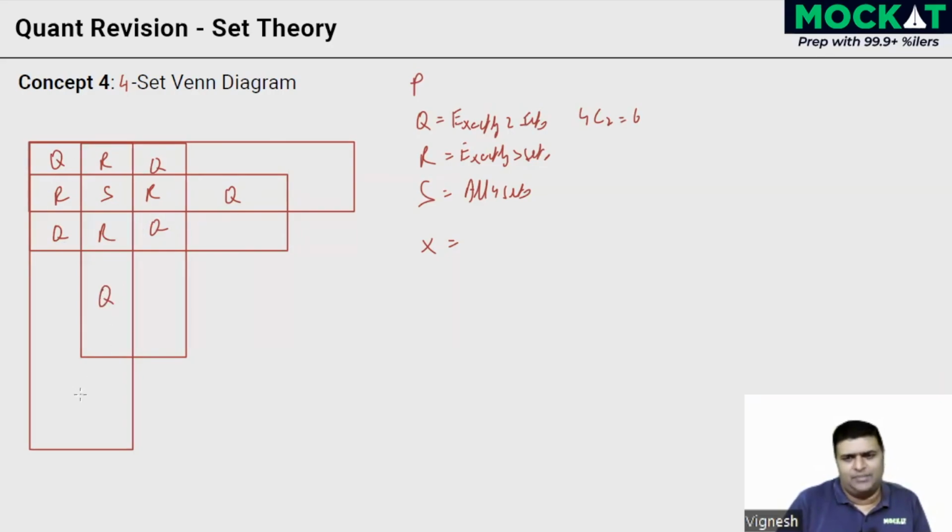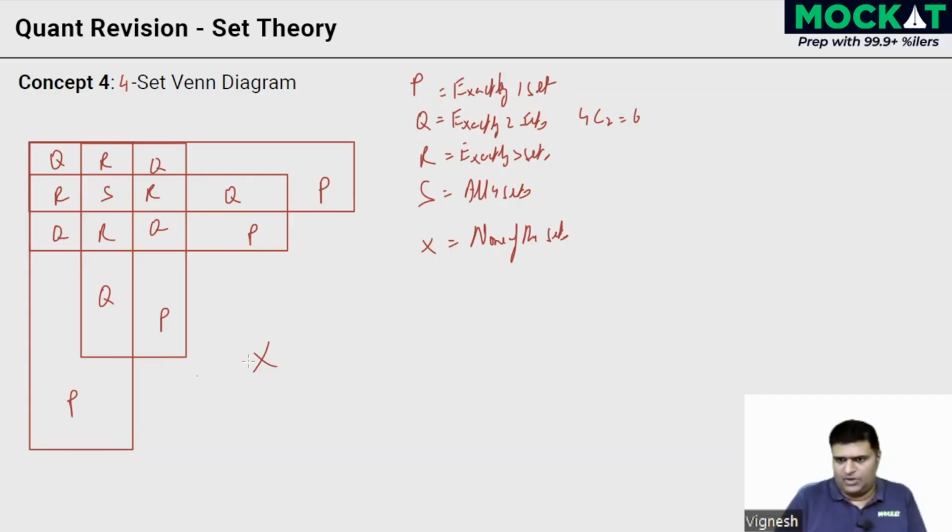Six. Then the P's are those belonging to exactly one set. And we have got them over here, right? X over here is none of the sets, and that's outside. Those belonging to none of the sets is going to be outside.